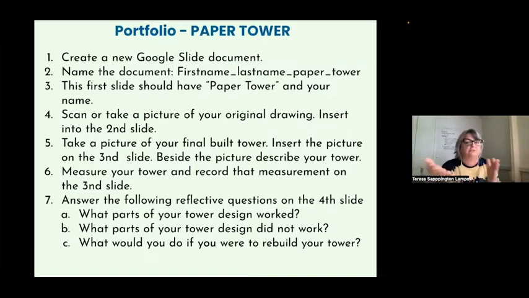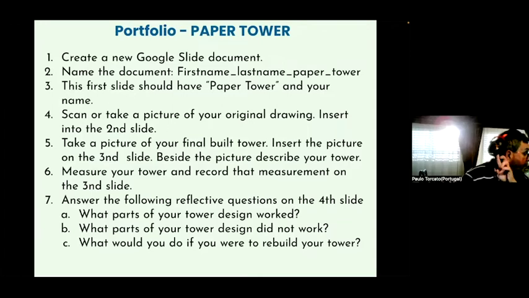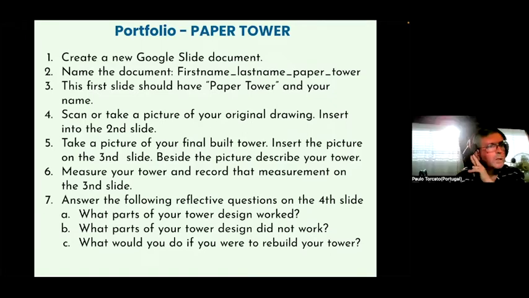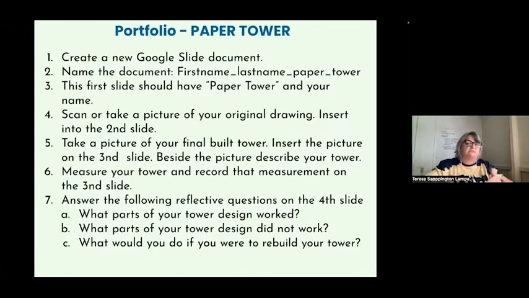So you're going to open a Google Slide document and you name the document, always, again, training: first name, underscore, last name, and then underscore paper, underscore tower. And again, this is training for them when they start turning pieces in. I need to know whose is whose and what it is. And so I train them to do the naming system. And then on the first slide, it should say paper tower, and it should have your name, just like this is a presentation.